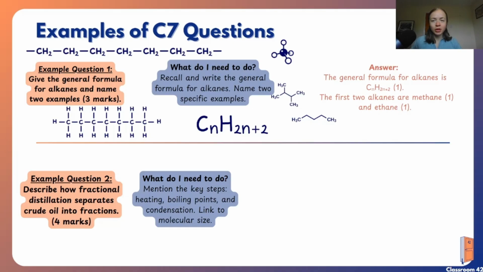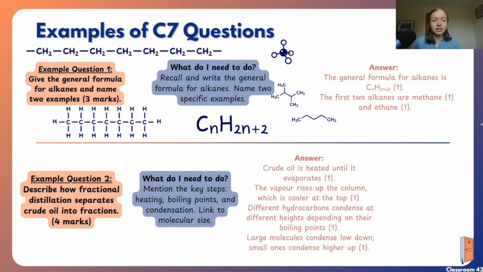So example question 2 is describe how fractional distillation separates crude oil into fractions. So this is a 4-mark question, so we don't need to overcomplicate it, but we do need to mention all of the key steps. So we want to be describing the heating, which is what causes the process to take place in the first place, the relevance of boiling points and condensation to this particular method, and then link it to molecular size as well, because all of those points are crucial in order to explain, or describe rather, how fractional distillation works.